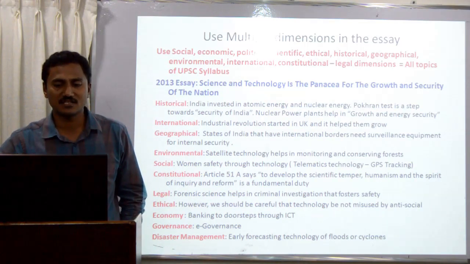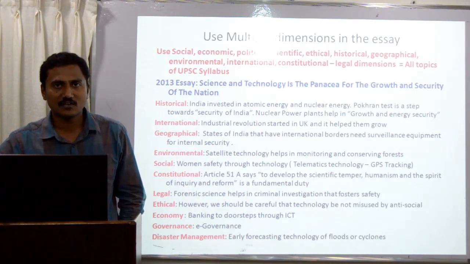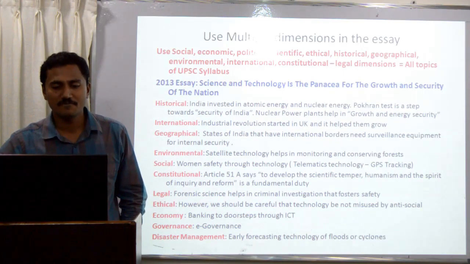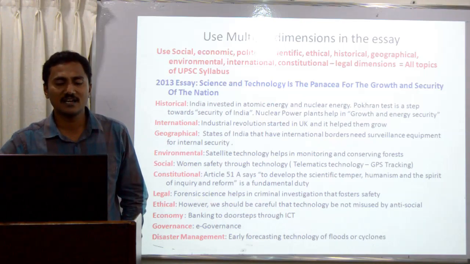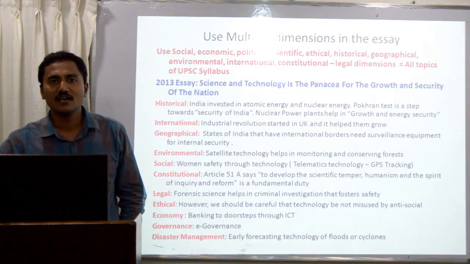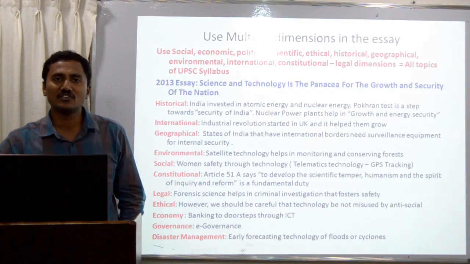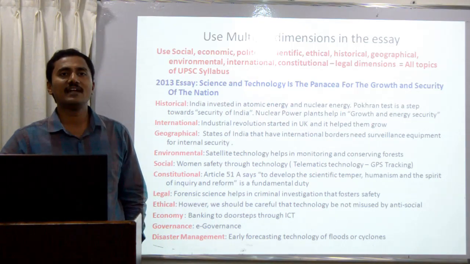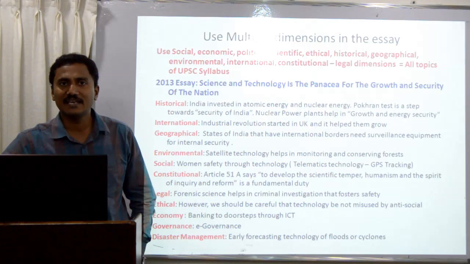Then legal aspect. Science can be used, technology can be used in the forensics to help in criminal investigation. To solve the cases faster, it will actually improve the safety. Similarly, ethical dimension. You can say that you should be very careful that whatever innovation or science that you use should not go into the hands of anti-social elements. So, science with ethics only can help you in the growth.